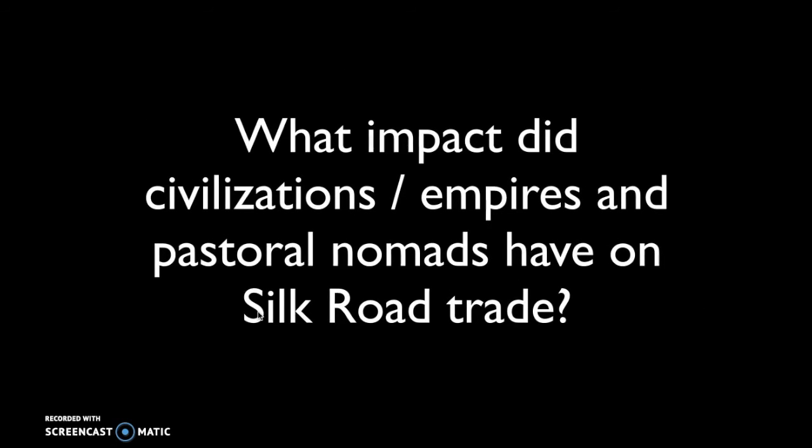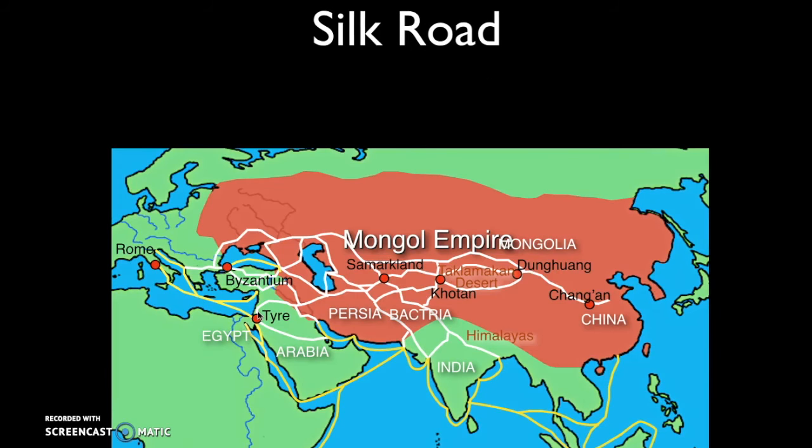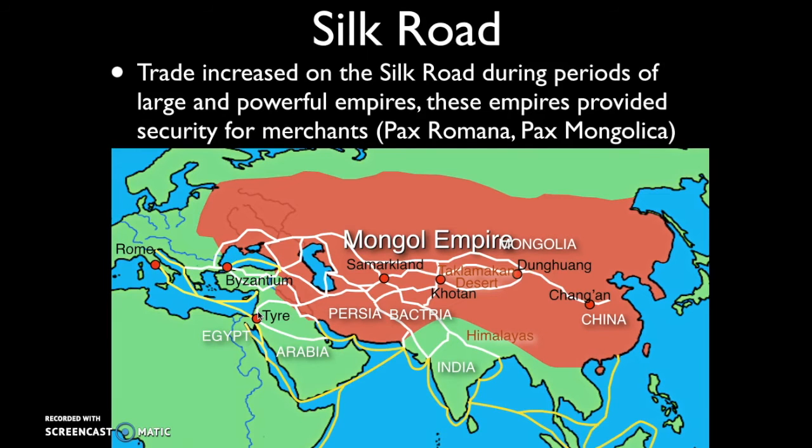So what impact did civilizations or empires and pastoral nomadic peoples have on the Silk Road trade? When we think about these various empires, they facilitated trade by unifying regions, and one of the big challenges on the Silk Road was theft. What an empire did was provide security for these various merchants who were crossing the Silk Road. And so trade is going to increase on the Silk Road during periods of large, powerful empires like the Mongol Empire. We'll talk about the Pax Mongolica or the Pax Romana, the Roman peace, ultimately because the empires provided greater security for merchants.